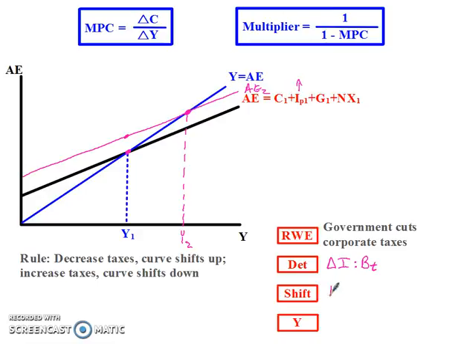So we'll say aggregate expenditures shifted up as a result, and that's going to be an increase in the gross domestic product. And so we'll say our rule is this: if you get a decrease in taxes, then the curve is going to shift up. Government cuts taxes. That means companies keep more money, and they can use that for investment. Curve shifts up. If we increase corporate taxes, then the curve will shift down. Companies will have less money to put into investment, and the curve will shift down.